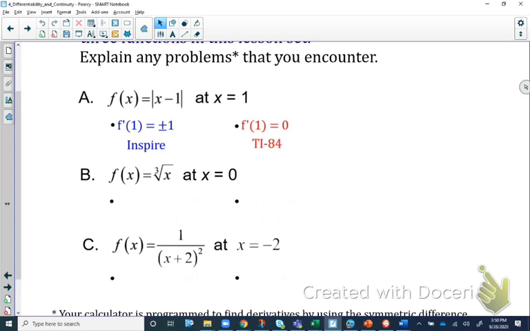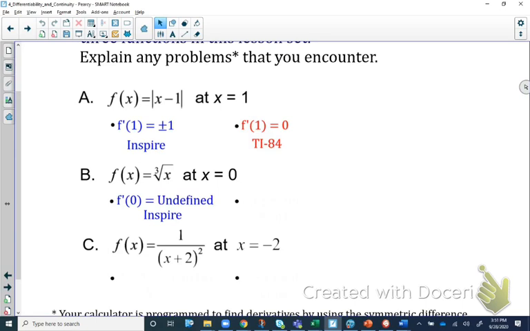And if you're on an 84, it's going to return the value of 0. So it's almost going to look like, where the vertex was, we are going to have a horizontal tangent line, but we're not. It's not differentiable at x is equal to 1. Okay?